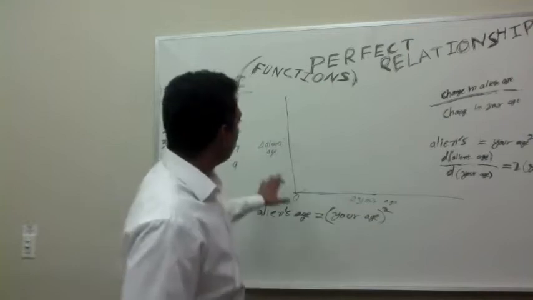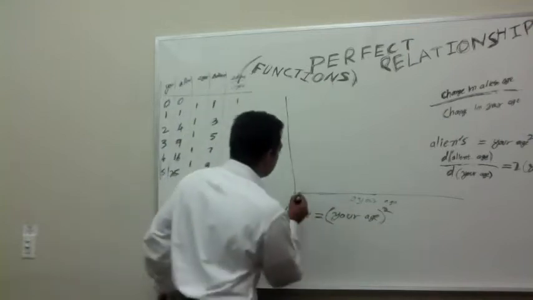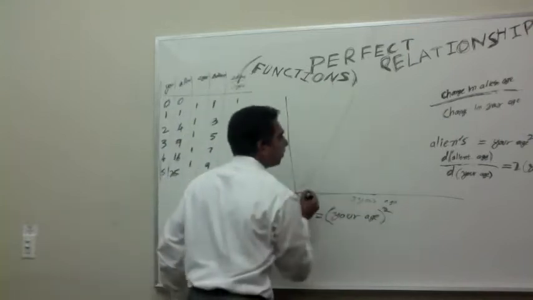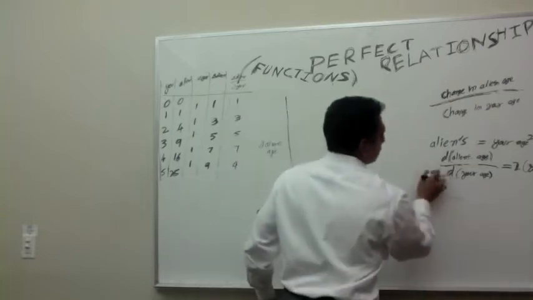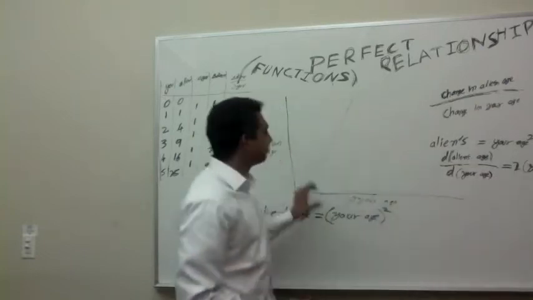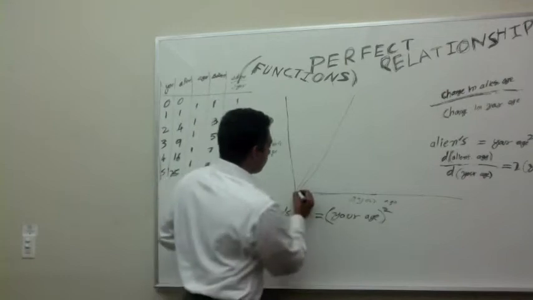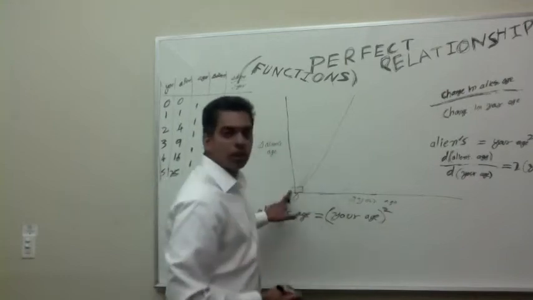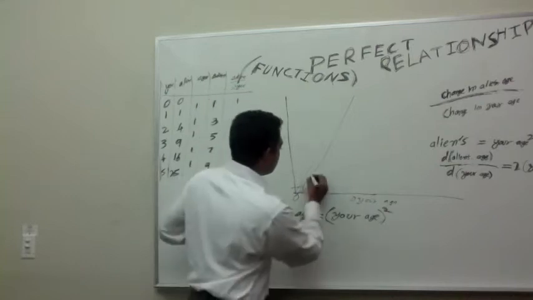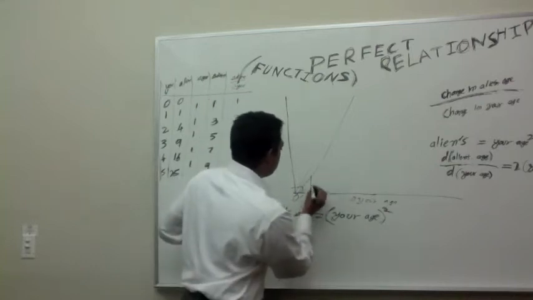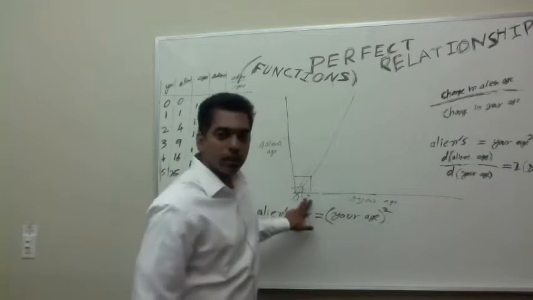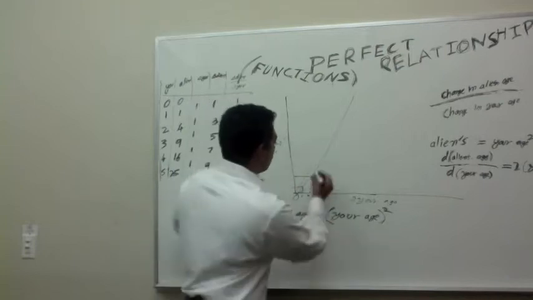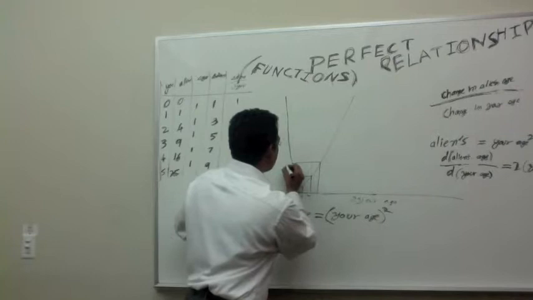Now, if you were to plot the changes, it will be a straight line. And how do we know? We know that the relationship is twice your age. So when you go from 0 to 1, the alien goes 1, and when you grow from 1 to 2, when you grow by another year, the alien grows by 2 years. When you grow another year, the alien grows by 3 years.